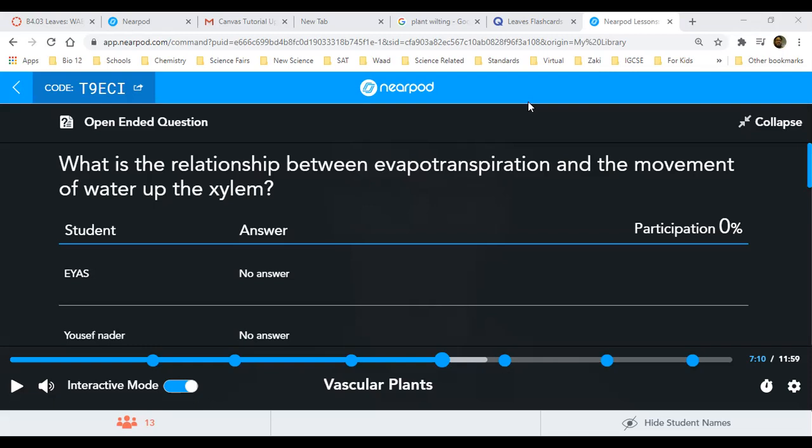Yes, Yusuf, you're right. I hope you didn't copy it from Google, but it's a right answer. I would have appreciated it if you used your own words after understanding this. It is simple as that. The more the water evaporates from the leaf, the stronger the pull the xylem gets, and then it can provide the water up to the plant. It's easier for the xylem to do its job.